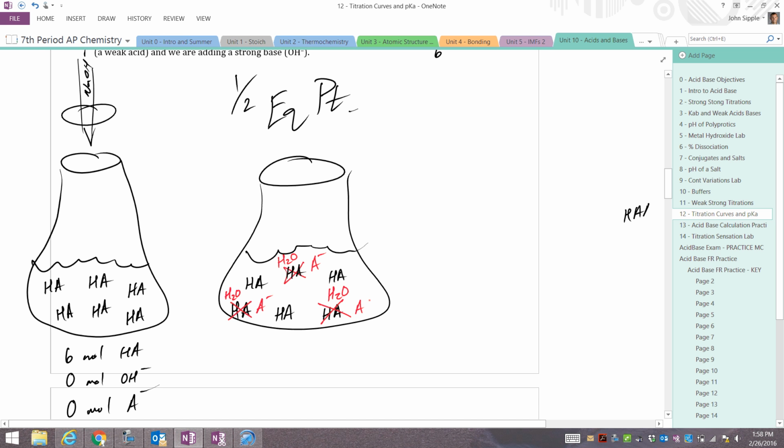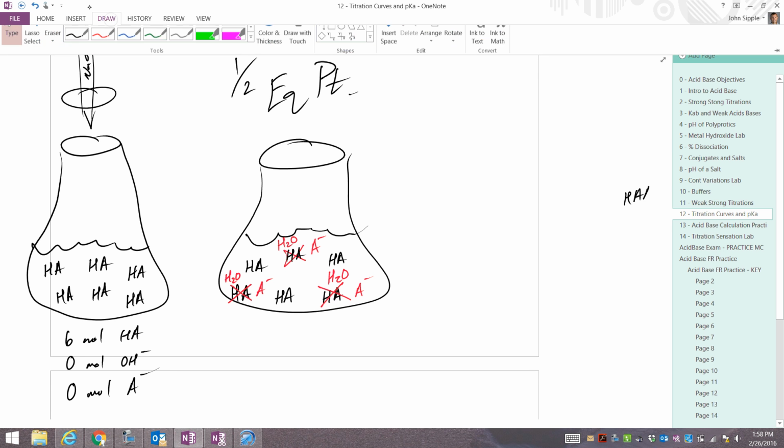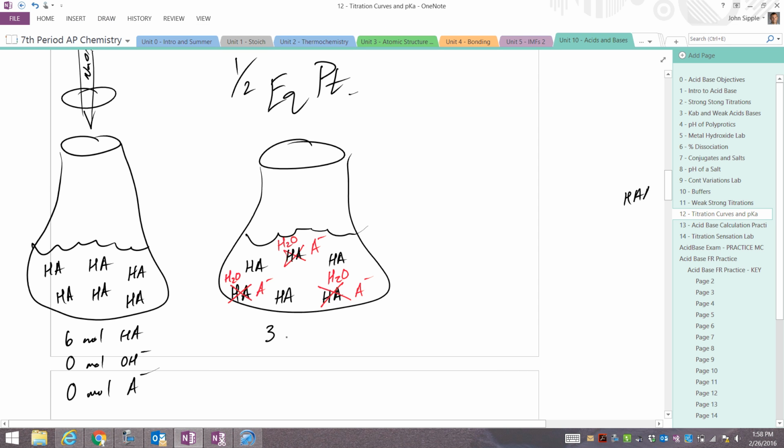A minus. Now I'm done, right? I'm at the half equivalence point, because I have 3 moles of HA, I don't have any moles of OH minus sitting in solution. I'm talking about in solution right now. Okay, I added 3 moles of OH minus, but they were neutralized. And now I have 3 moles of A minus.